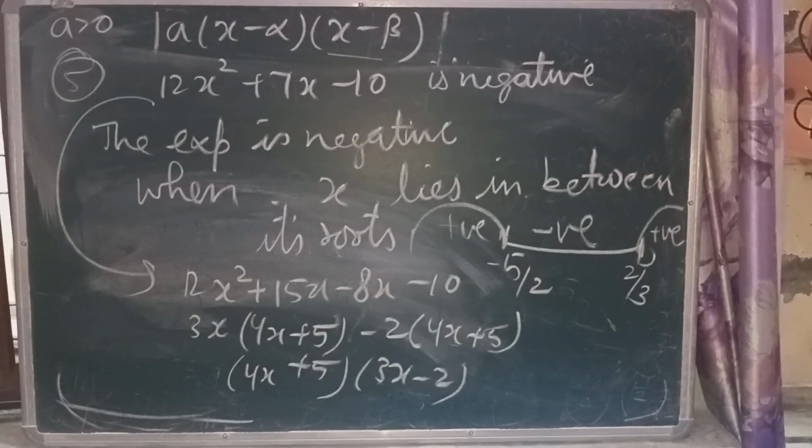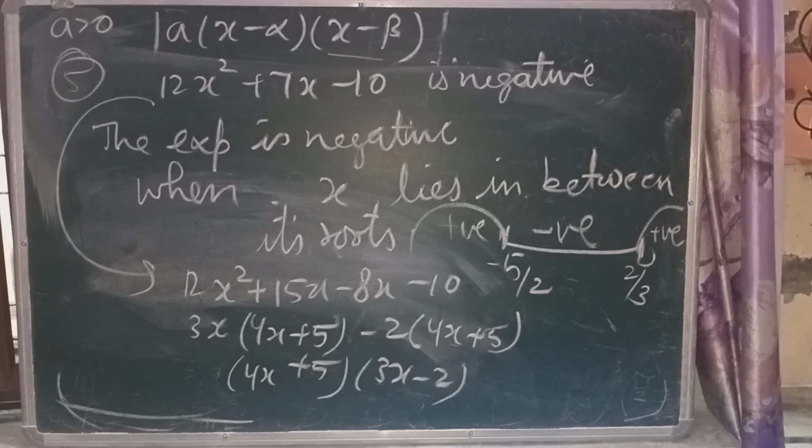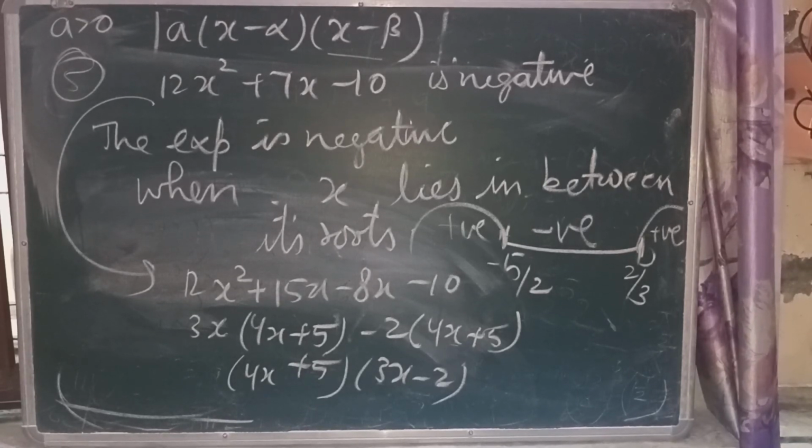Here in question number 5, the expression was given 12x square plus 7x minus 10. They are asking to find out the range where the value of this expression will be negative. If you go for the third case, when b square minus 4ac was greater than 0, there we had the third point: when x lies between alpha and beta, then the expression will always be negative. So for finding out the range, we have to find out its roots.